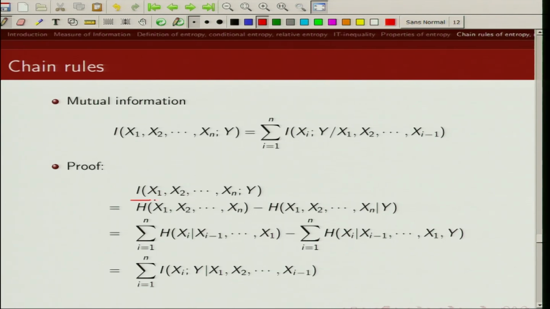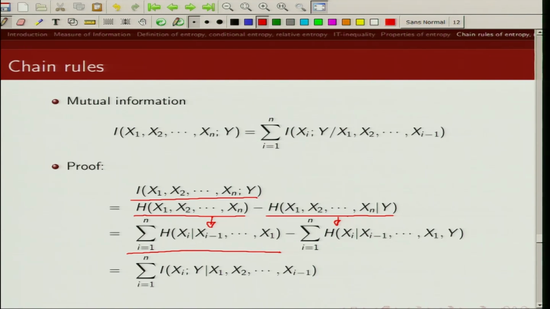First we write the definition of mutual information in terms of entropy and conditional entropy. So this mutual information between x1, x2, xn and y can be written as joint entropy of x1, x2, xn minus joint entropy of x1, x2, xn given y. Now each of these quantities can be written in terms of conditional entropy using chain rule. So this joint entropy of x1, x2, x3, xn can be written like this.